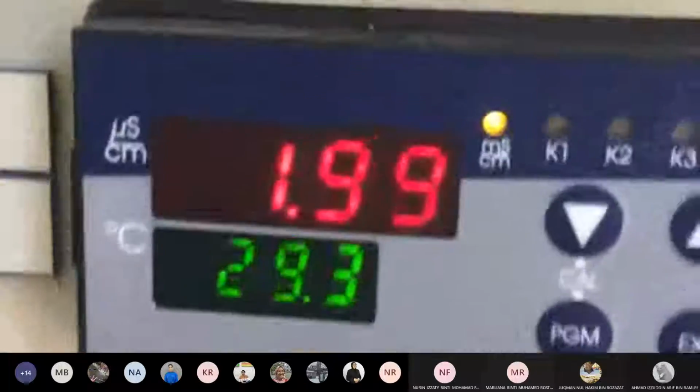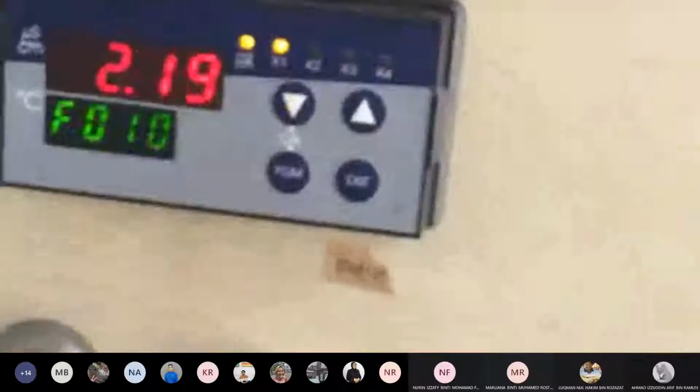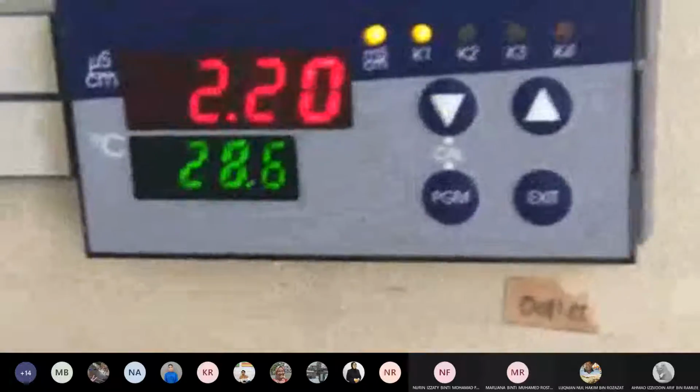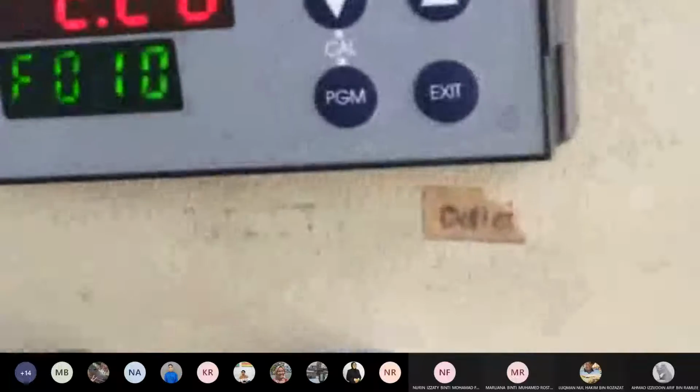Tetapi inlet takkan reduce, most likely dia akan remain stable or just a little fluctuation. Outlet akan turun. Okay, next. Sama macam eksperimen 2, we got 3A, 3B. 3A is effect of flow rate, 3B effect of temperature.